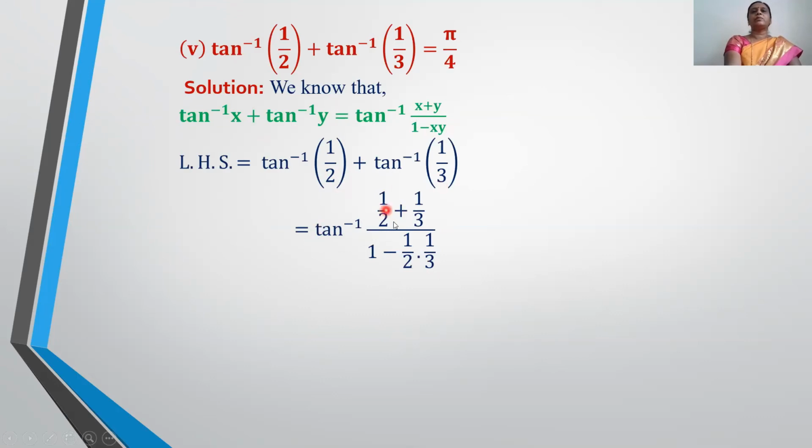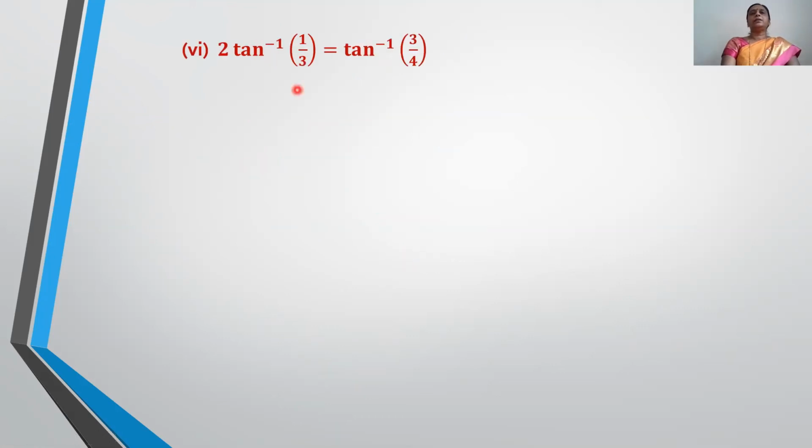This is equal to tan inverse of 1 by 2 plus 1 upon 3 divided by 1 minus 1 by 2 into 1 by 3. After simplification, this will be tan inverse of 5 by 6 divided by 5 by 6. See here, the LCM is 6, 3 plus 2 is 5, that is 5 by 6. Here 6 minus 1 is 5, divided by 6, that is 5 by 6. And this is nothing but equal to tan inverse 1. And we know that the value of tan pi by 4 is 1. Therefore, tan inverse 1 must be equal to pi by 4. This is equal to the right hand side. In this way, it is very simple to prove the given problem if you know the property of inverse trigonometric functions. Okay. Then see the next example.